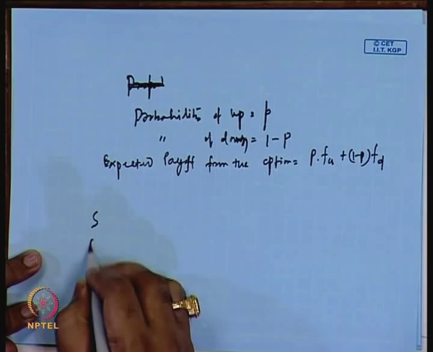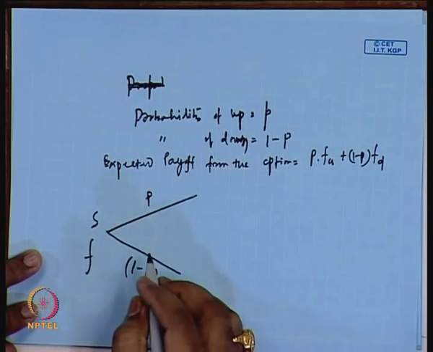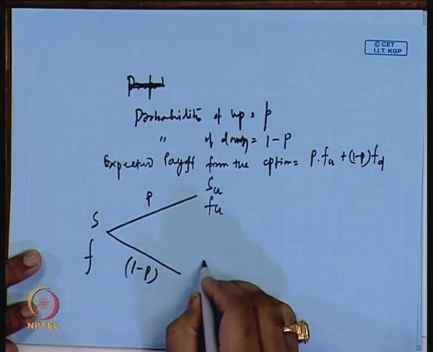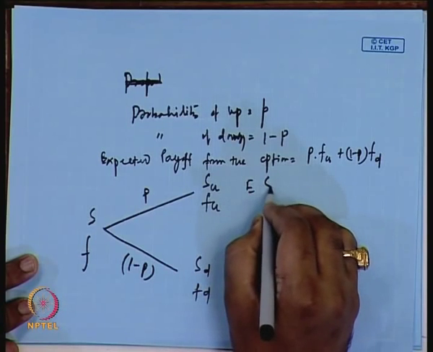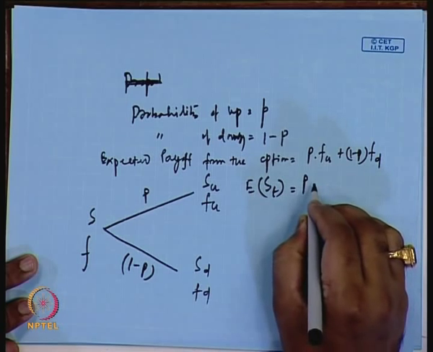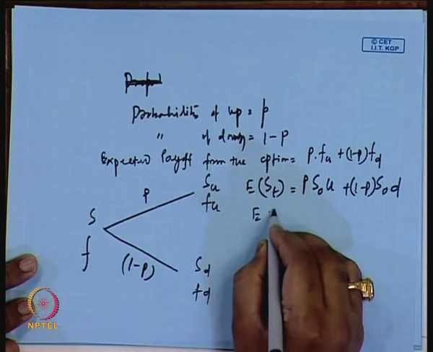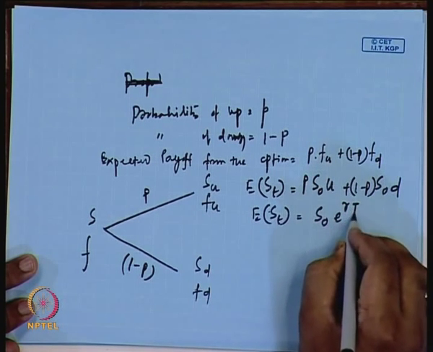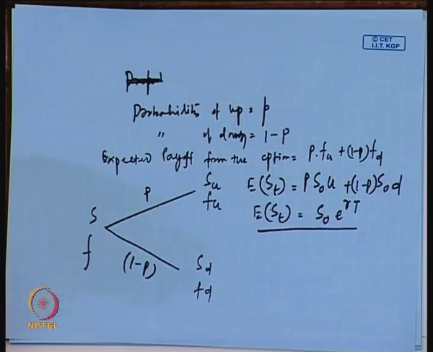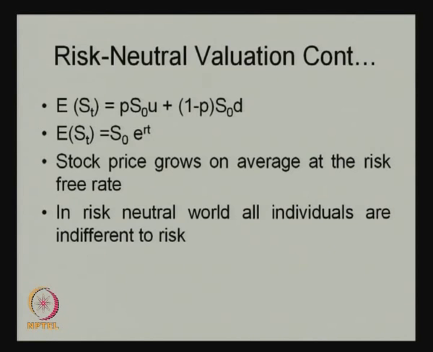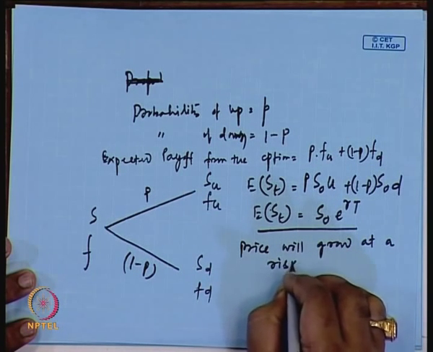So, let the same thing you can take S and F. So, the probability of up is P, probability of down is 1 minus P. So, it can go to S U, F U, it can go to S D and F of D. So, therefore, what you can say that the expected price of the stock at period t is basically P into S 0 into U plus 1 minus P into S 0 into D. So, the expected price of stock E of S t is equal to S 0 e to the power R t. So, what we can say that the stock price grows on average at the risk free rate. We are expecting the price will grow at a risk free rate.